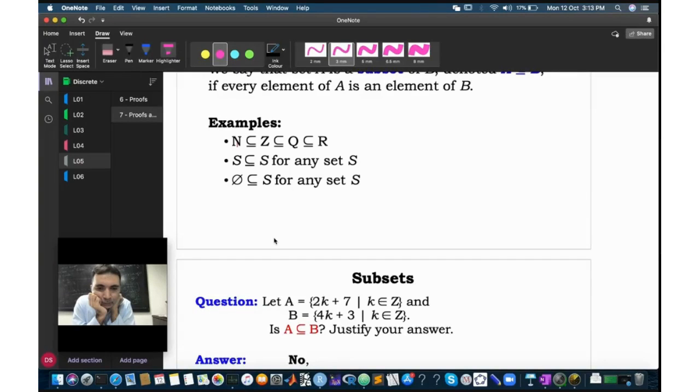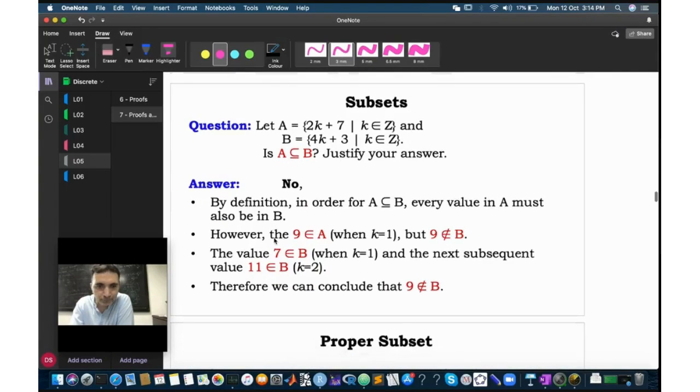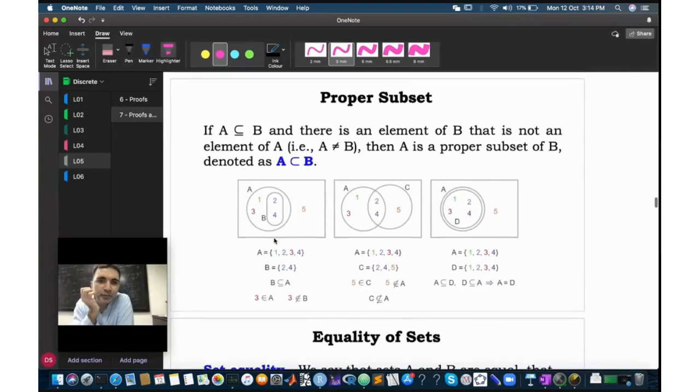Sir, are we assuming that k is an integer? Yeah, k is in Z, so k must be an integer. So when k is 1, in B I get 4 plus 3, which is 7. When k is 2, I get 8 plus 3, which is 11. You're perfectly fine. Yeah, 9 is a number which is in A and it's not in B, which means that the set A is not a subset of B. You're right. What's your name? Adia.